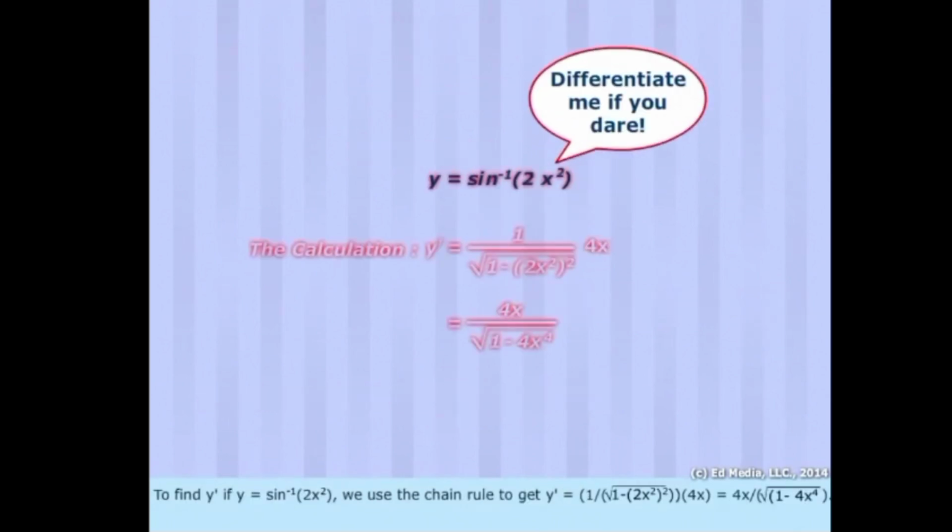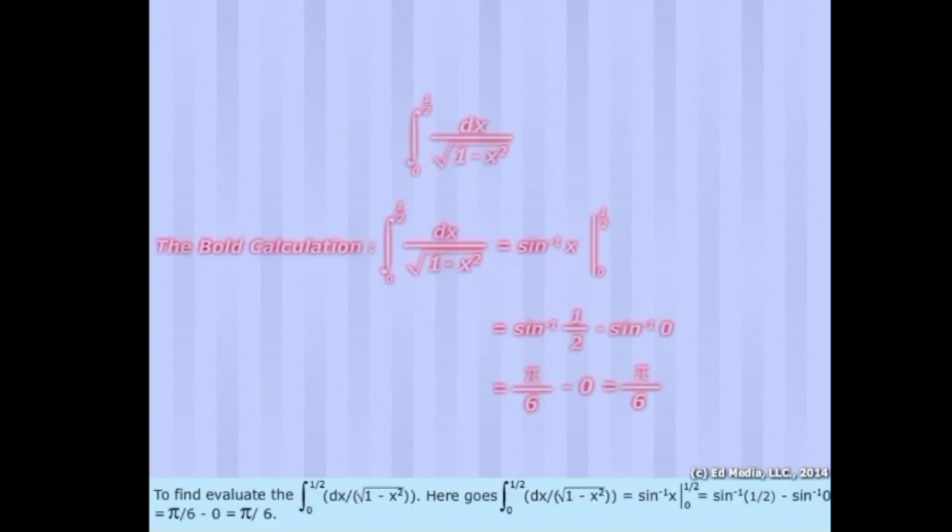To find y prime if y equals the inverse sine of 2x squared, we use the chain rule to get y prime equals 1 over the square root of 1 minus 2x squared times 4x, which equals 4x over the square root of 1 minus 4x to the fourth.